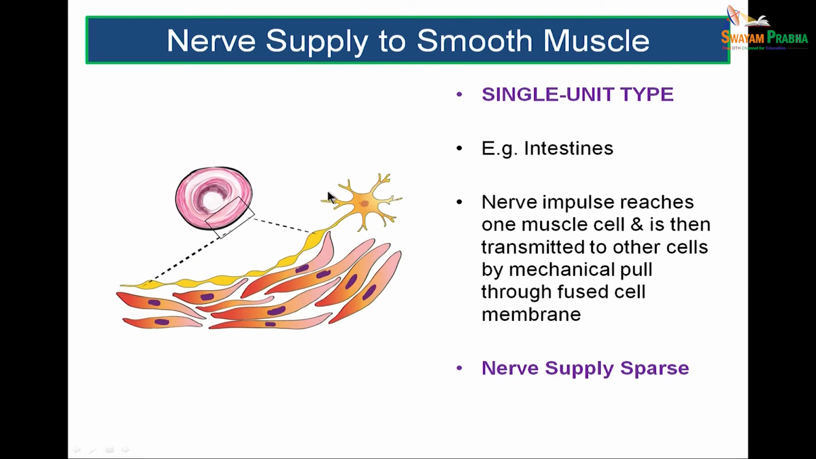Coming to nerve supply of smooth muscle, there are two types of nerve supply of the smooth muscle. This is the single unit type, wherein there are fewer nerve fibers than muscle cells, like in the intestines. The nerve impulse reaches one fiber of muscle, and this is transmitted to the next fiber by pull. So, here you find the feature that nerve supply is sparse.